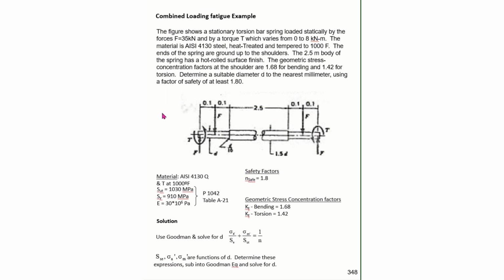In this example, it says we have a stationary torsion bar spring-loaded statically by the forces F of 35 kilonewtons and a torque T, which varies from 0 to 8 kilonewton meters. The material is AISI 4130 steel, heat treated and tempered. The ends of the spring are ground up to the shoulders.